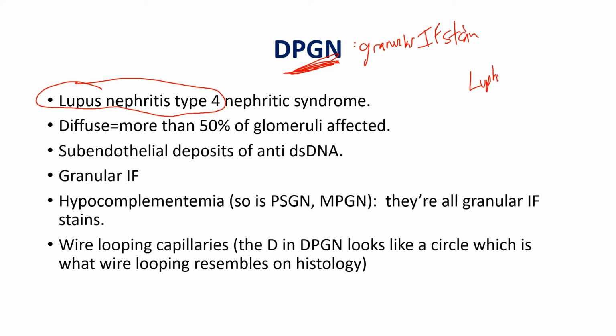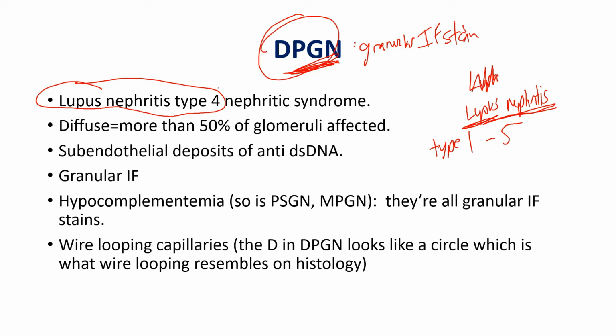Lupus nephritis is basically just inflammation of your kidney because of lupus, and it presents in different ways. Lupus is an autoimmune disease that can affect anywhere in the body. There's no organ that's immune to lupus. If you have kidney issues from lupus, it's called lupus nephritis, and there are types 1 through 5. DPGN, diffuse proliferative glomerulonephritis, is type 4. That's very important to know.